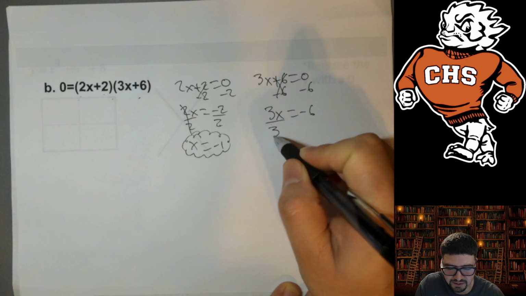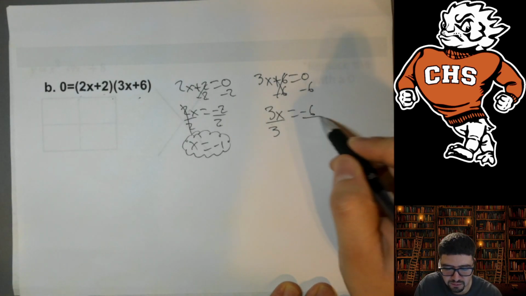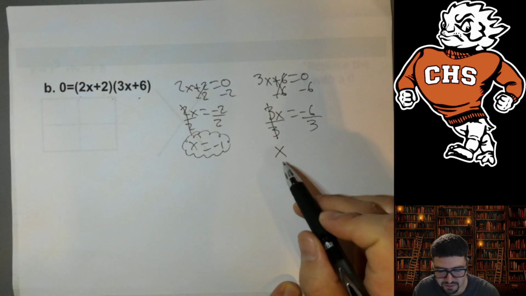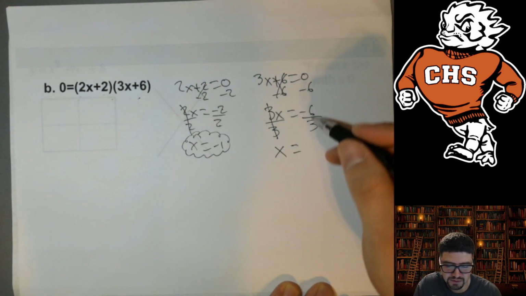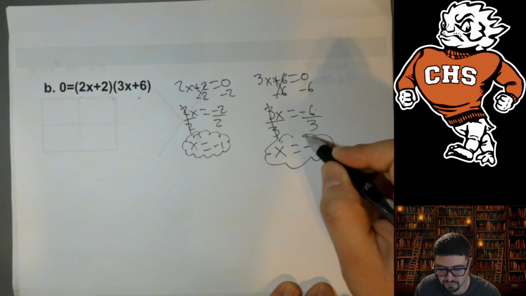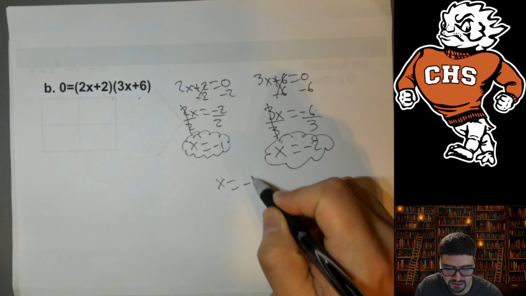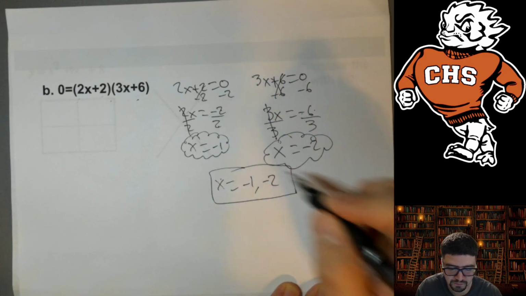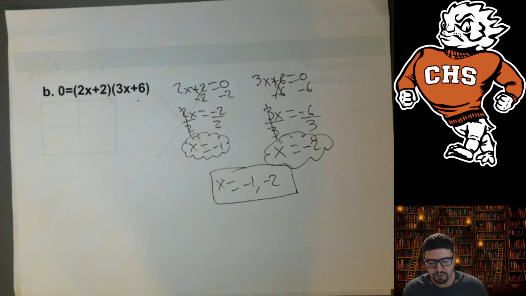And so we can finally divide off the coefficient on both sides. That one cancels out to 1. So we have 1x equals negative 6 over 3, which simplifies to negative 2. So our answers are x equals negative 1 or x equals negative 2. So pretty straightforward examples, not too bad.